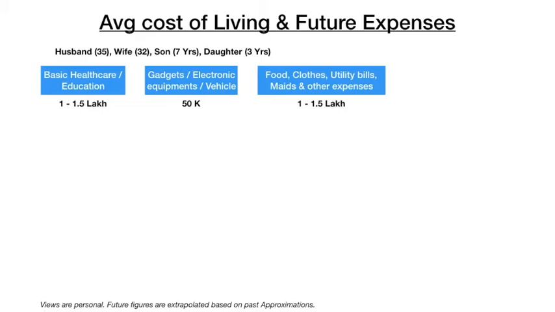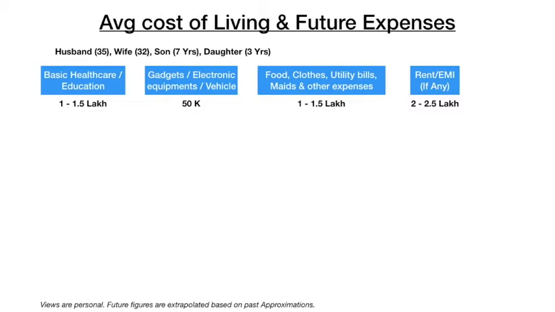Rent or EMIs. If you are staying in a rented apartment or if you are staying in your own apartment but paying the home loan EMI, approximately 15 to 20,000 rupees per month, which comes around 2 to 2.5 lakh rupees.